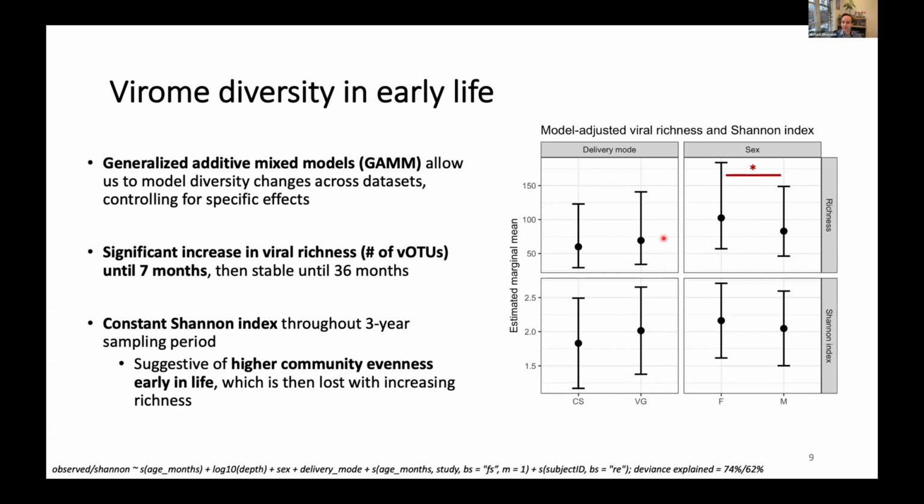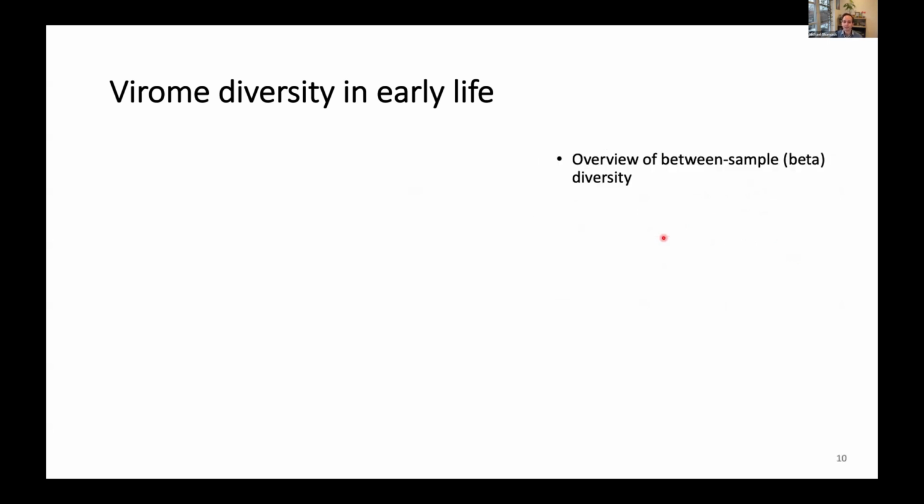So this is a measure of, as I mentioned, within sample diversity, alpha diversity, but another way we could look at our samples is by comparing them to each other. And whenever we compare samples between each other, we're measuring beta diversity.